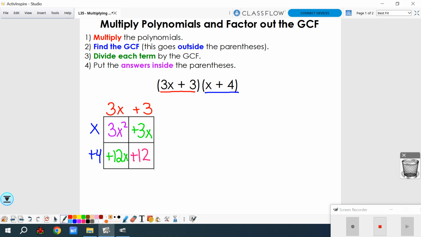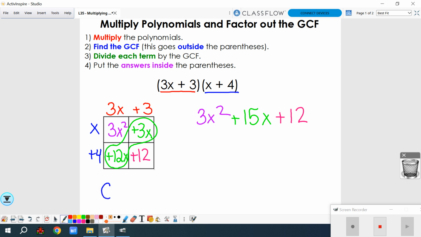Okay, so next I want to write this in my standard form. So I'm going to get my 3x squared. I'm going to combine my 3x and my 12x and get 15x. And finally, I still have that plus 12 on the end. Now, pulling out the GCF is what's going to come next.